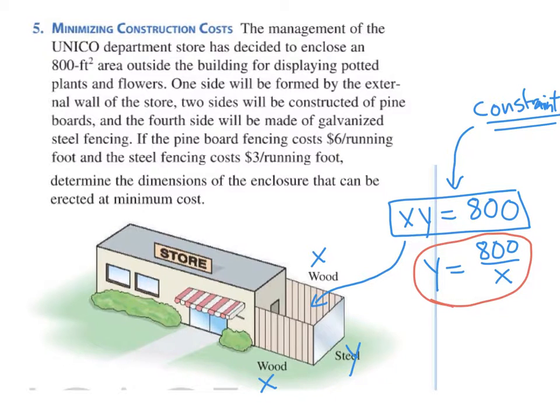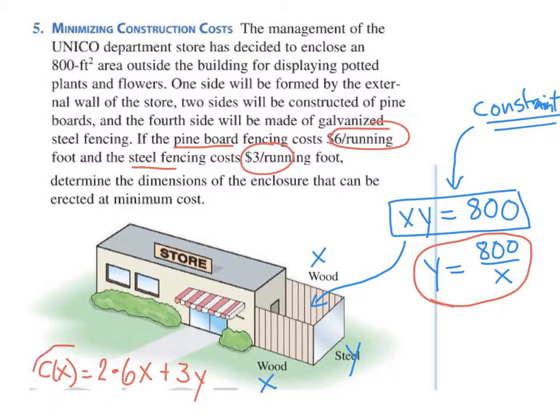Now, you'll notice that the pine board is $6 per running foot, and the steel is $3 per running foot. So if I make a cost function, which I'm going to try and squeeze in here, I have two lengths of wood fence, so I'm going to multiply by 2, and each of them costs $6, and they measure X feet. Plus I'm adding on my one length of steel, which is $3 per foot, so that's 3y. So this is my cost function.